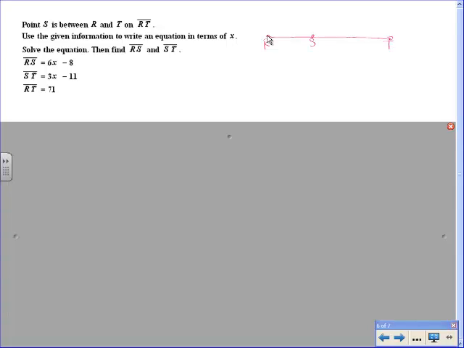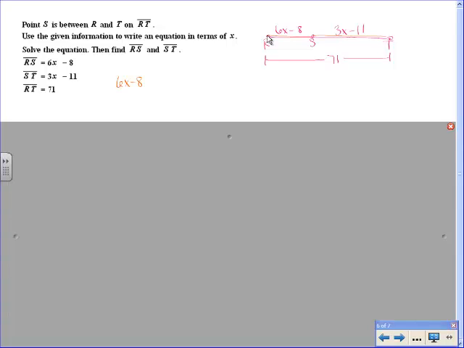The problem is asking me to use the given information to write an equation in terms of x, and then solve that equation to find the length of segment RS and segment ST. So it tells me in my problem that segment RS equals 6x minus 8, and segment ST equals 3x minus 11. So I'll add that information to my diagram. And then it also tells me that the entire thing, segment RT, is 71. The segment addition postulate tells me that if I add those two smaller segments together, RS and ST, it has to equal the length of the whole segment.